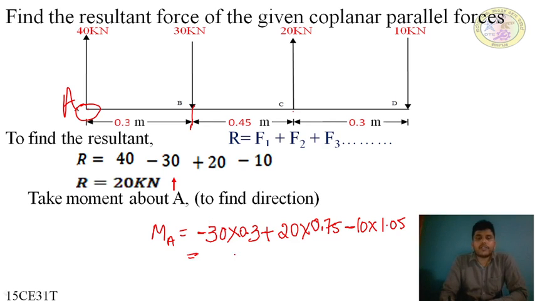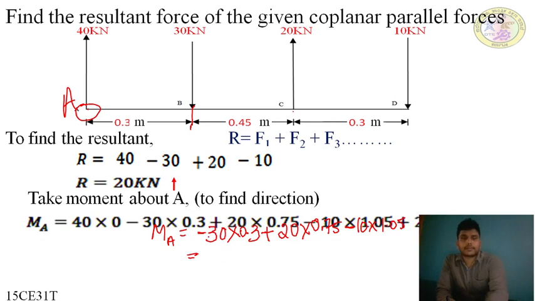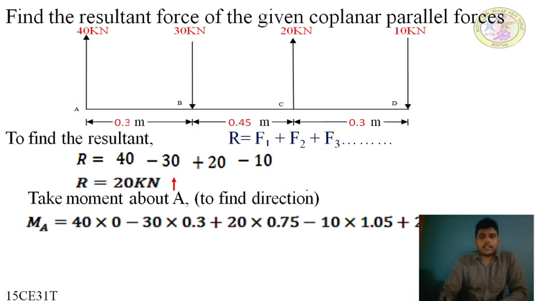By adding each one of them, we'll get the moment. We have taken the moment here. Still one force is there, I'll write once again. 40 into 0, because it passes through the same point, and at B, 30 into 0.3, and 20 into 0.75 and 10 into 1.05.